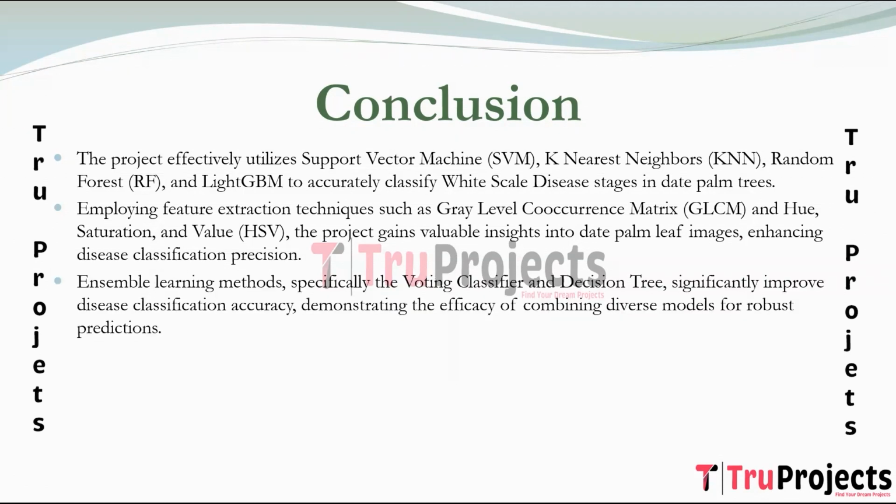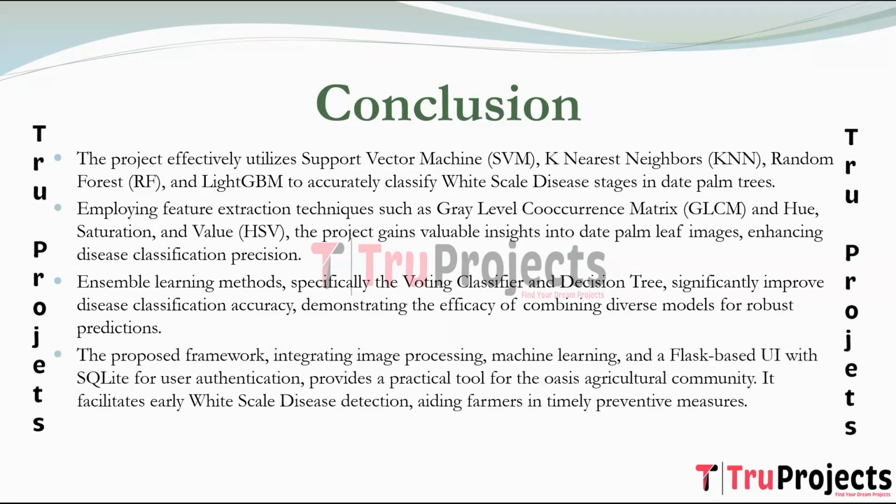The incorporation of ensemble learning methods, specifically voting classifier and decision trees, significantly contributes to the improved accuracy in disease classification. This underscores the effectiveness of combining diverse models for more robust and reliable predictions, enhancing the overall performance of the project. The proposed framework integrating image processing, machine learning, and Flask-based user interface with SQLite for user authentication offers a practical tool for the Oasis agricultural community.